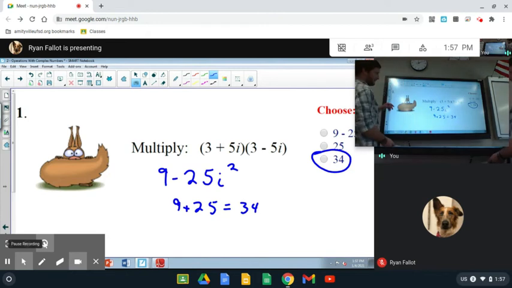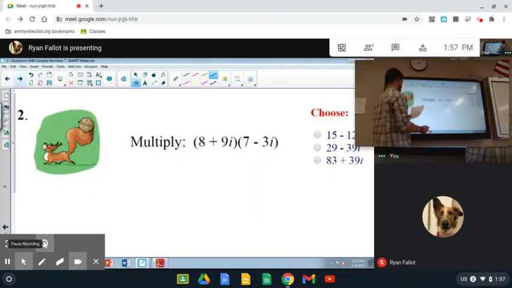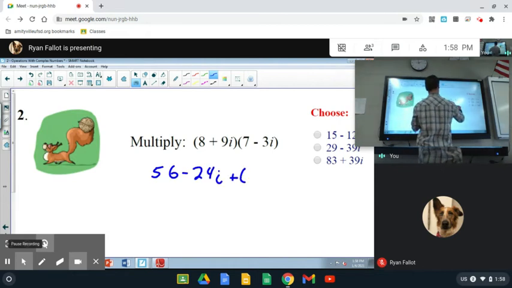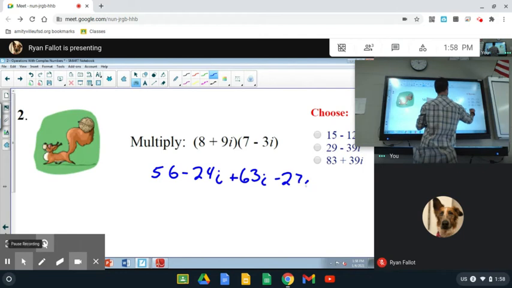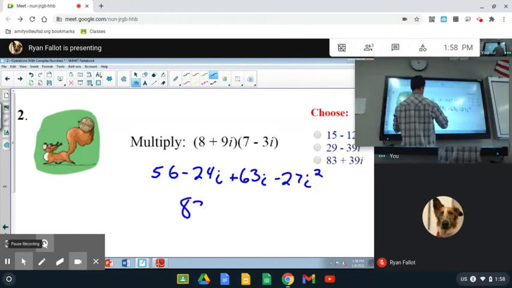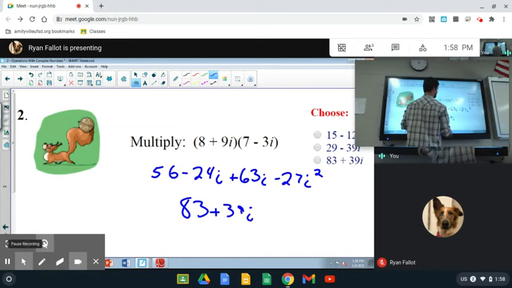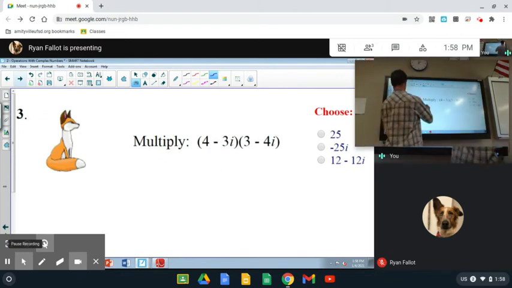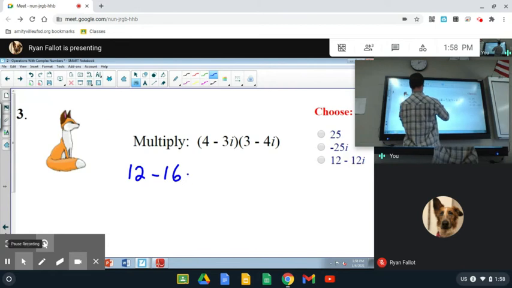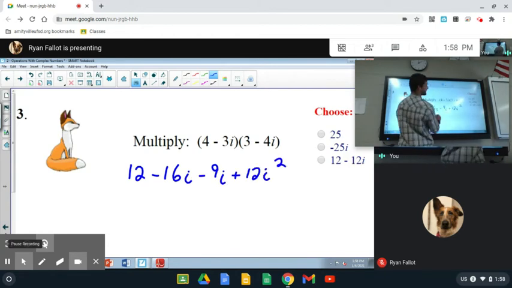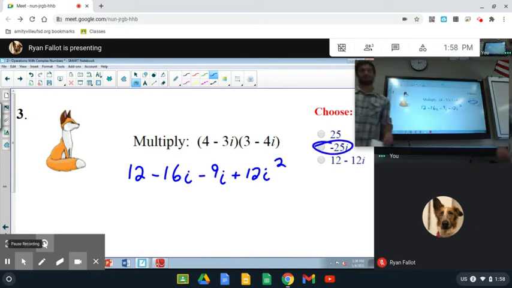Quick work shown there for you and the answer. Box method, that's what you should have got out of that. I think that is 83 plus 39i. And the last guy came out as 12 minus 16i minus 9i plus 12i squared.